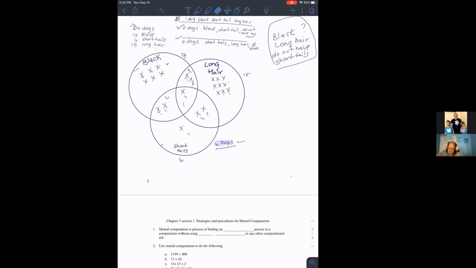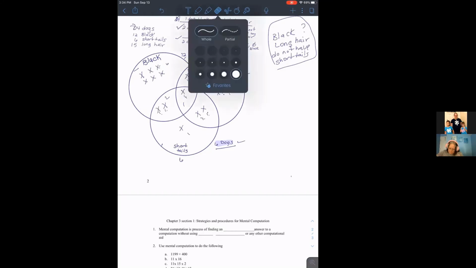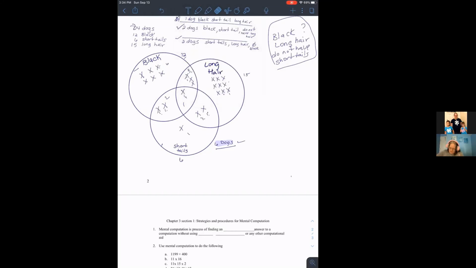So let's see if we got it all. So the question was, how many dogs are black with long hair that do not have short tails? So that would be the part that's in here. So that would give us the 3 dogs. All right. Let me know if this doesn't make sense. I'll help you work it out.